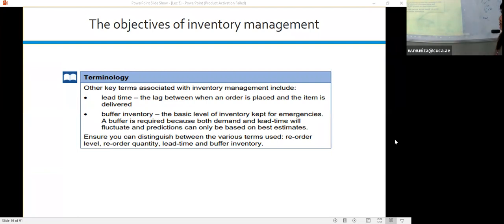Okay, what are the terminologies? Lead time. What is the lead time? It is the time which your supplier will be taking to deliver the inventory to your warehouse. Then buffer inventory. What is the buffer inventory? It is the inventory which you have in your premises, in your warehouse, in the time of need.